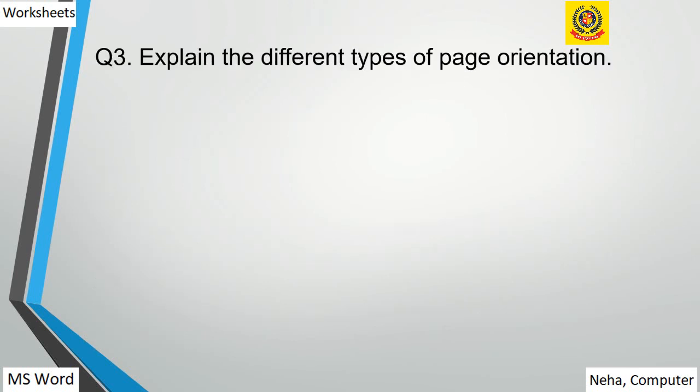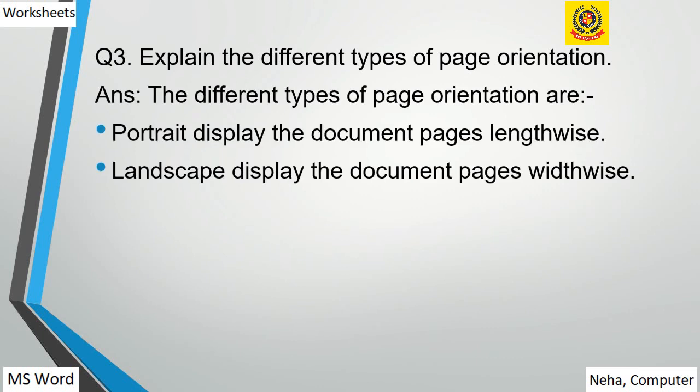Now moving to question number 3, explain the different types of page orientation. Answer, the different types of page orientation are portrait, that displays the document pages lengthwise, and landscape, that displays the document pages widthwise. I'll repeat, the different types of page orientation are portrait, which displays the document pages lengthwise, and landscape, that displays the document pages widthwise.